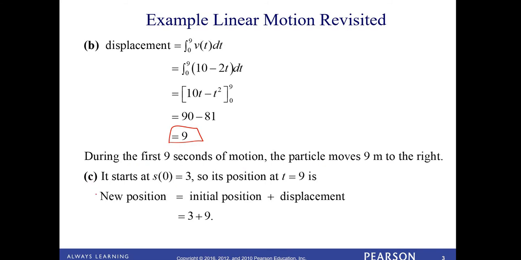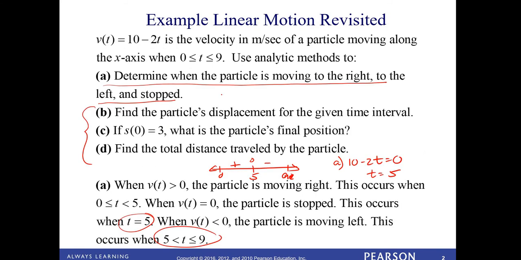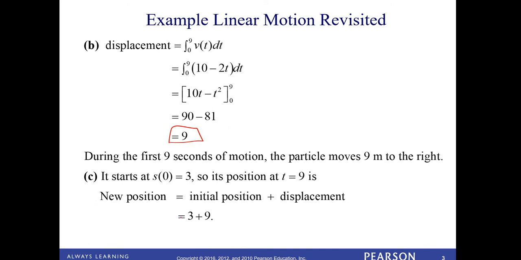C asked about position. So let's go back and look at our problem. It says find the position at the end of 9 seconds if the starting position is 3. So displacement was 9. Position, we have to add 3 to that. Oftentimes they'll ask you to do this in one step. So we would be writing that the position after 9 seconds is the integral from 0 to 9, 10 minus 2t dt, plus my initial position.